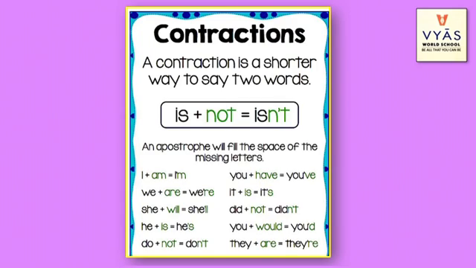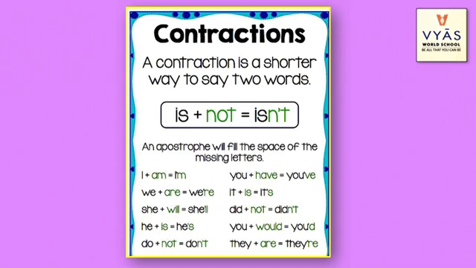So let us first know what contractions, or short forms, are. A contraction is a shorter way to say two words. Okay, that means short forms. What are short forms? Short forms are a way to say two words in a short way.